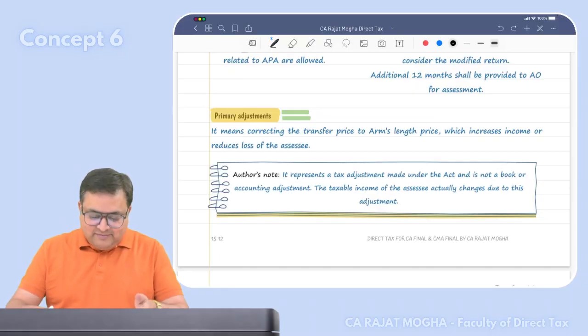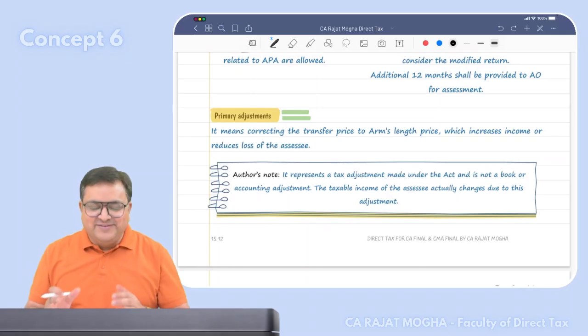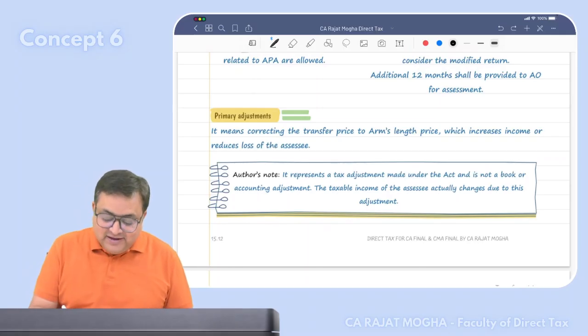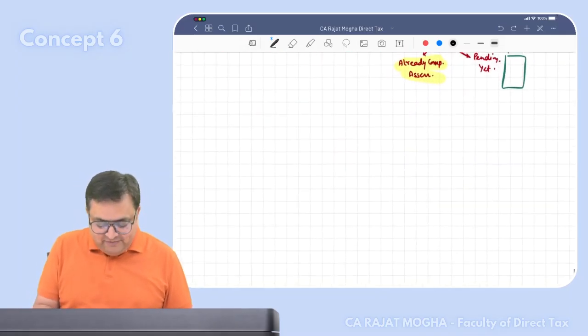Now, the next concept is primary and secondary adjustment. You should know what is the difference between a primary and a secondary adjustment. It's very, very easy. Very important topic, very easy.